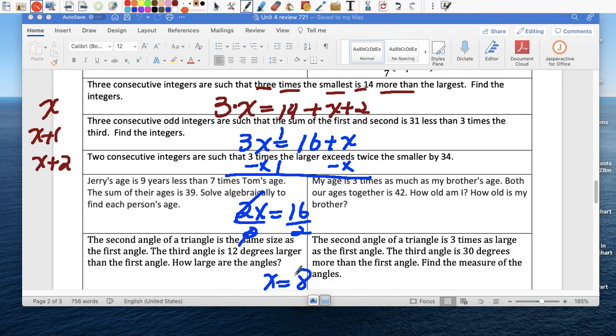X equals 8. So, there's our answer. First integer is 8. The second integer would be 8 plus 1, which would be 9. And the third integer would be 8 plus 2, which gives me 10. 8, 9, 10.